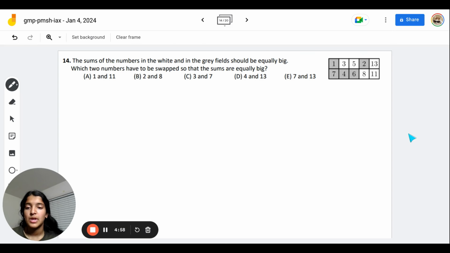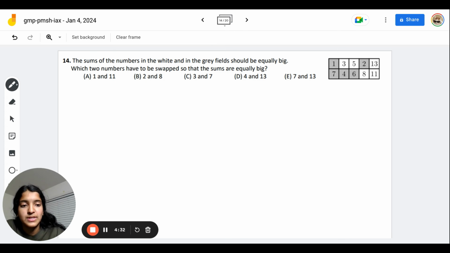Number 19. So let's say Olivia, my friend, wants to have the sum of all the white squares equal to the sum of all the black squares. But the thing is, that's not working out right now. So which two numbers have to be swapped so the sums are equally as big? So for this one, we're just going to do guess and check. So right now, let's see what the total of each square is.